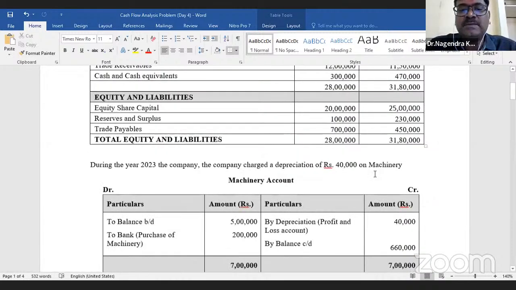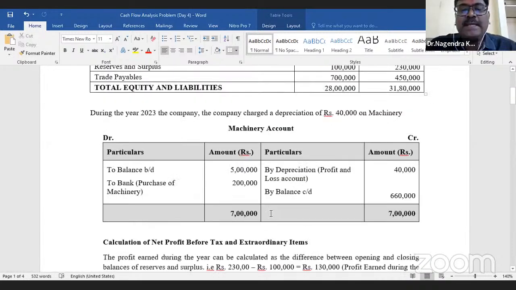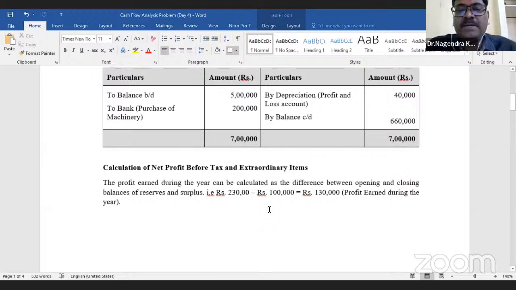By looking at the reserves and surplus, we can take the difference between the opening and closing balance. Normally the profit generated during the year will be transferred to reserves and surplus, or it may be shown separately. Here in this problem, it was shown as a component of reserves and surplus. As they have not given the profit and loss account information, we can consider reserves and surplus as a component of profit and loss. Hence, the difference between the opening and closing balance of reserves and surplus will give you the profit earned during the year.